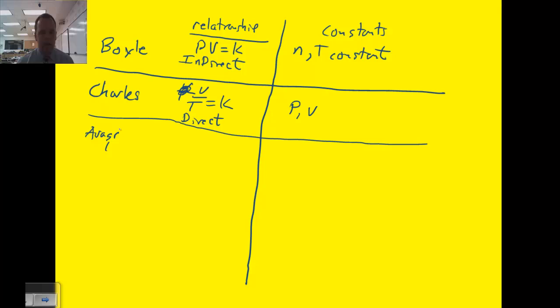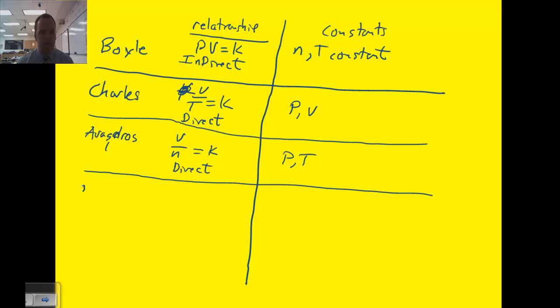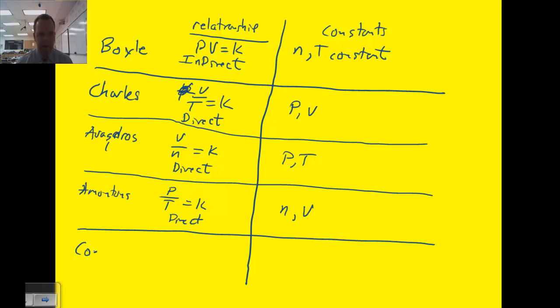Avogadro's: V over N equals K, which is direct. P and T are my constants. Amonton's: P over T equals K, also direct. N and V are my constants. And finally, the combined, which has both a direct and indirect relationship in it: PV over T equals K, in this case just N being held constant. In the next video, we'll look at the ideal gas law, which puts all of these together and is actually where all of these are derived from, which involves all four variables with no constants.